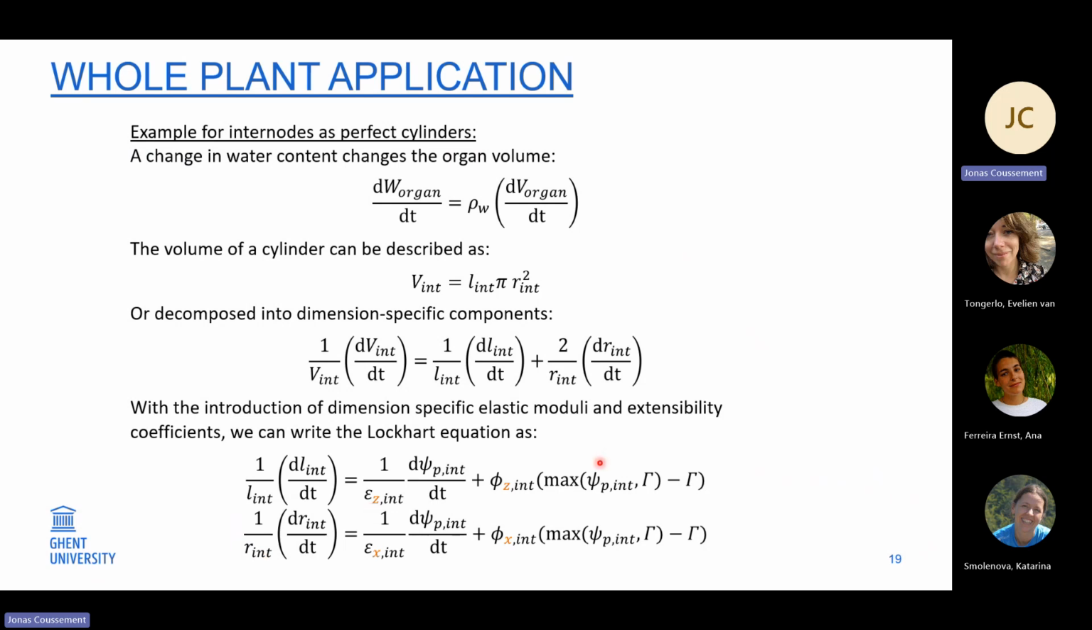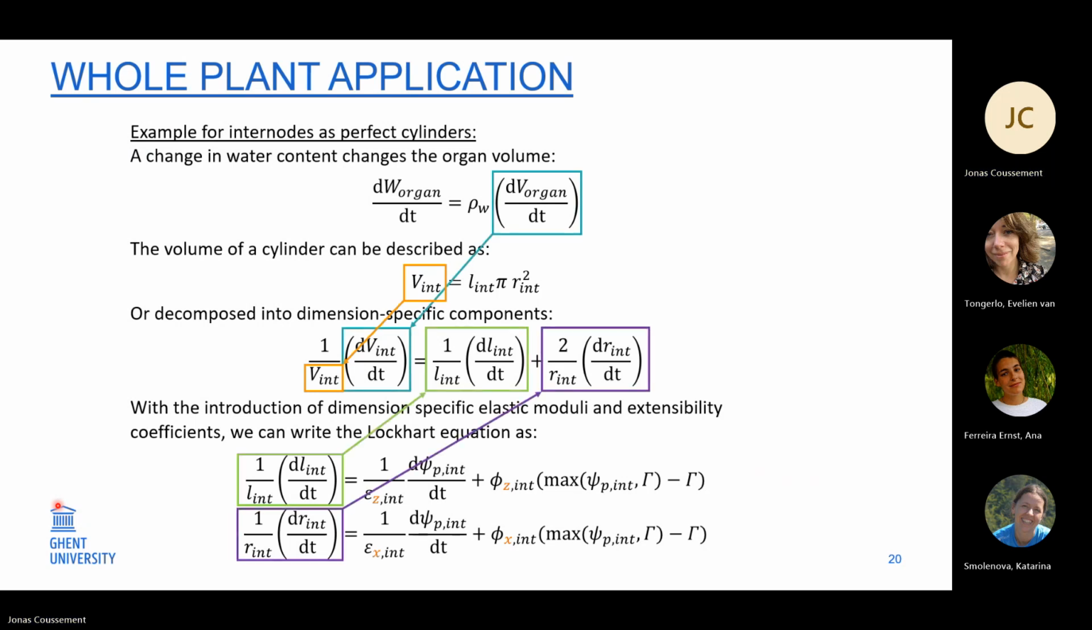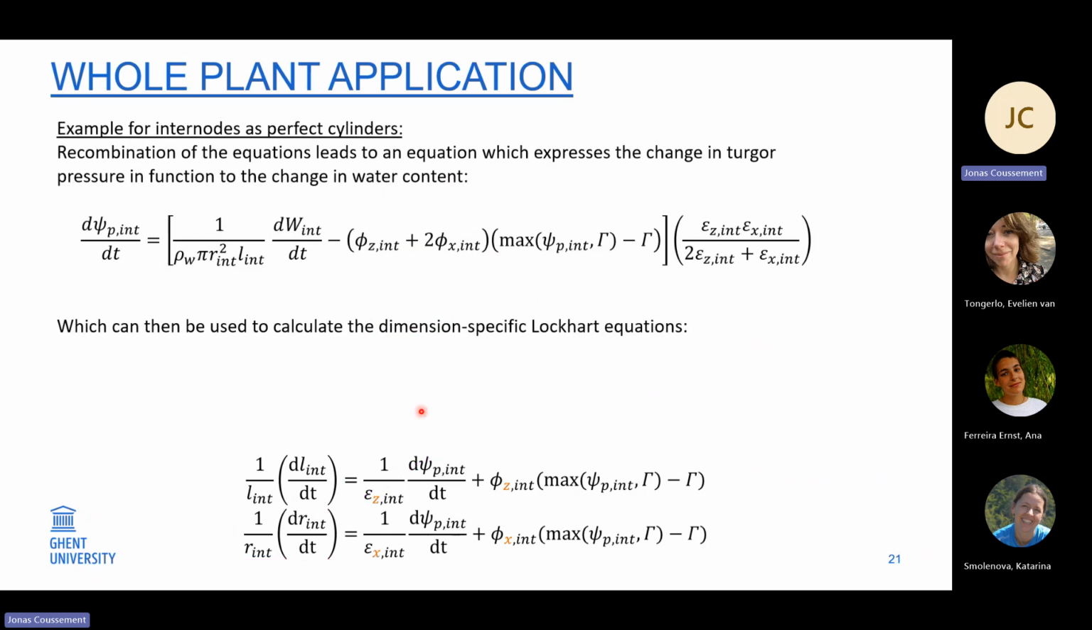And now you can do some fun recombination between all these components. So looking at everything that's in this third equation, you can fill in each portion of this equation with other components of the other equations. And then you do some recombination. You can do this in your own time, and you get an equation that looks like this. It looks very complicated, but it's basically expressing the change in turgor pressure in terms of the change in water content and the extensibility and elasticity components.